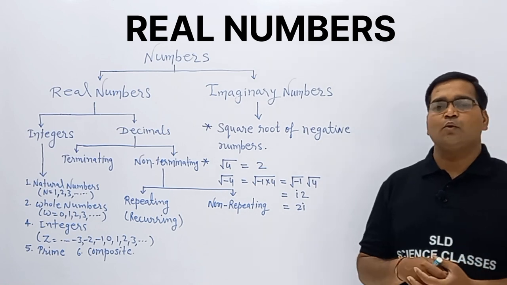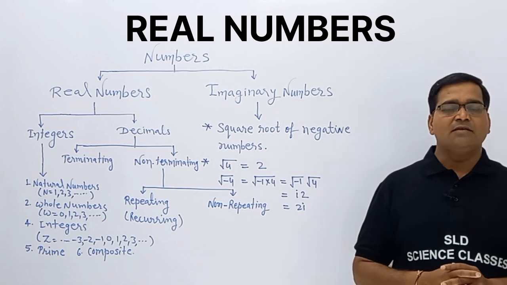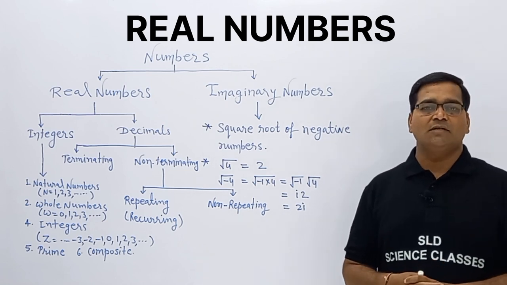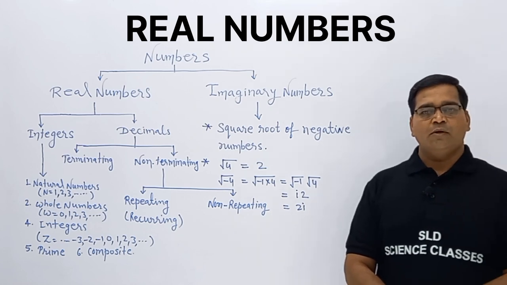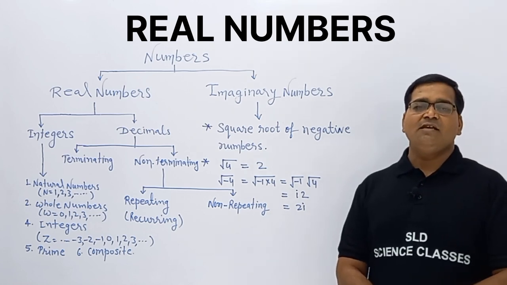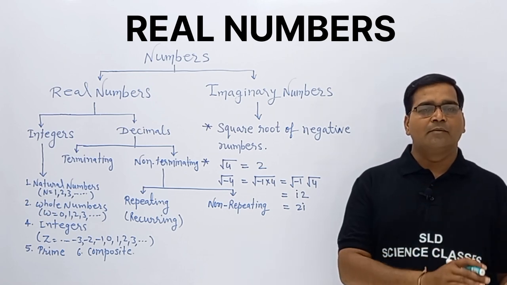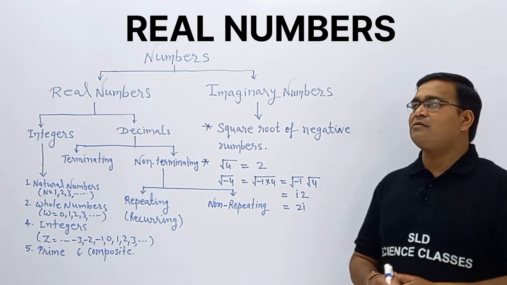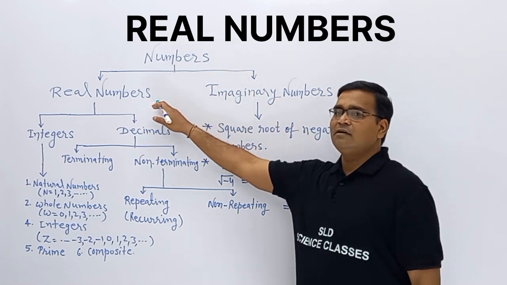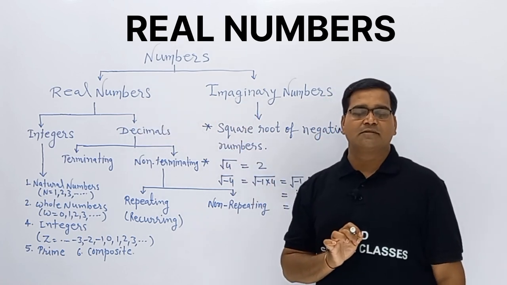If we have knowledge of the various types of numbers, then we can easily understand the real numbers. So numbers are basically two types, either real numbers or imaginary numbers. We can categorize numbers in two ways: real numbers and imaginary numbers.